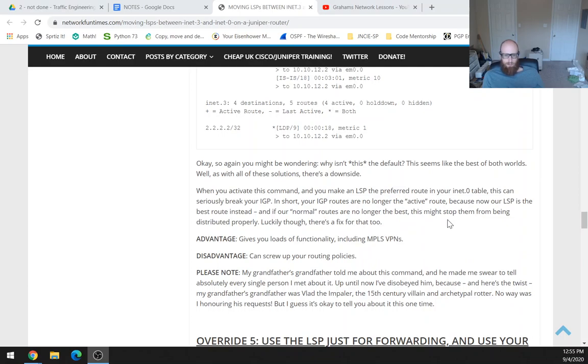So the advantage: it gives you loads of functionality, including MPLS VPNs. Disadvantage: can screw up your routing policies.